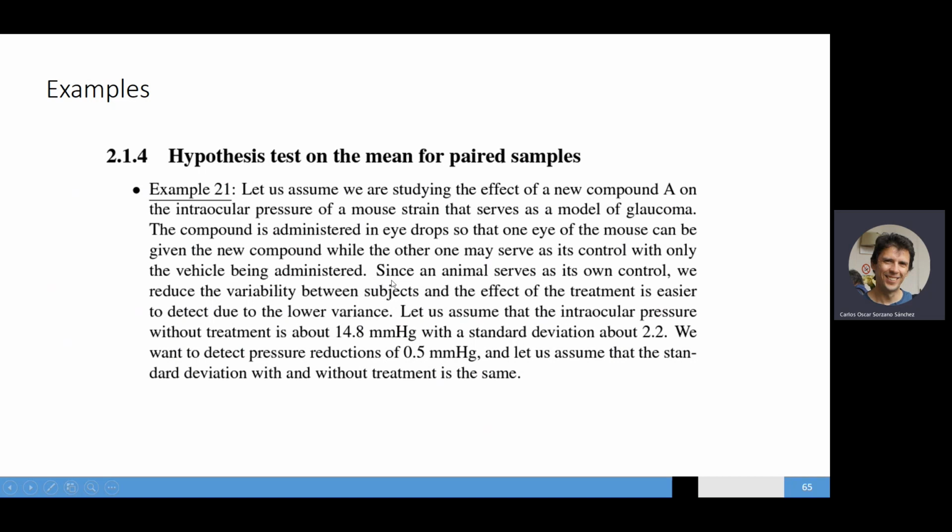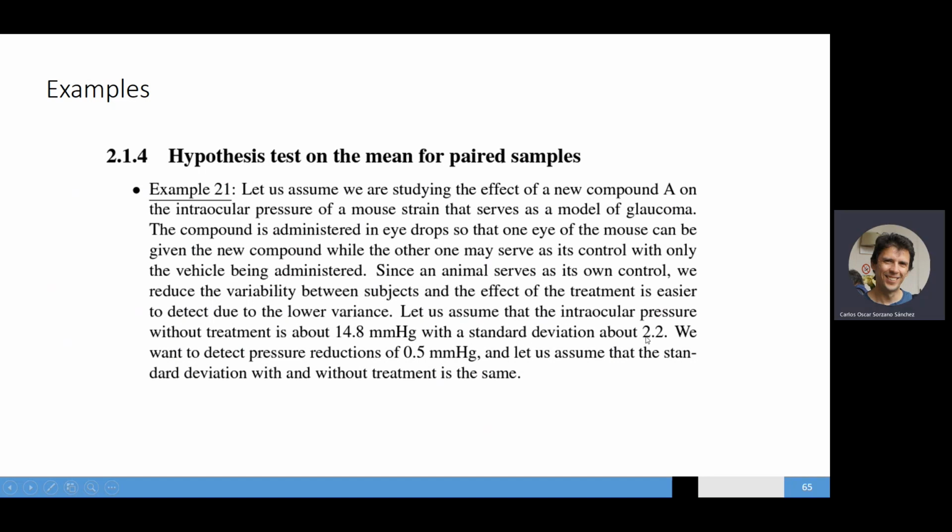Since an animal serves as its own control, we reduce the variability between subjects, and the effect of the treatment is easier to detect due to the lower variance. Remember when we were talking about the variability of observations, we had biological variability plus the measurement noise. The biological variability between different animals, because they are different individuals, will be larger. But if you use the same animal as its own control, then much of this genotypic, phenotypic variability is eliminated.